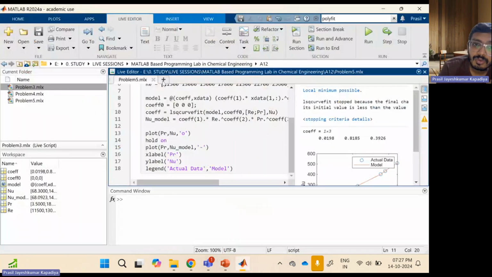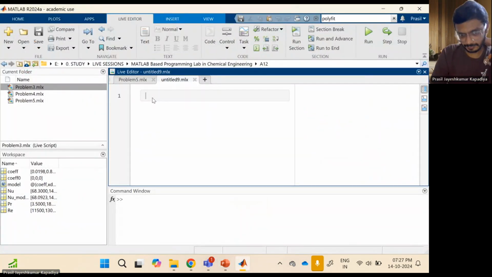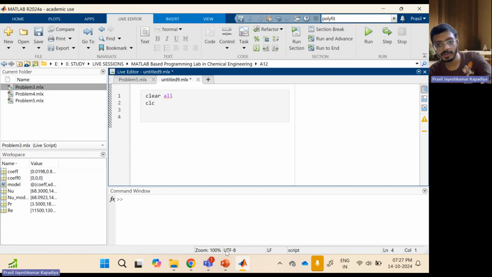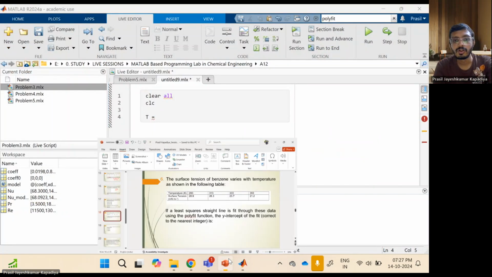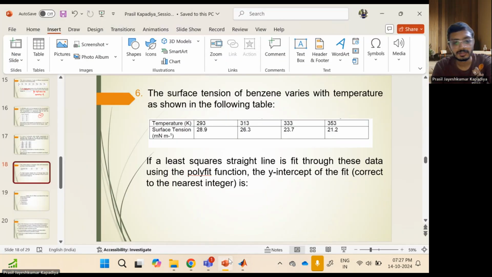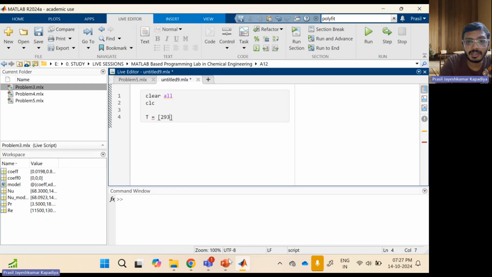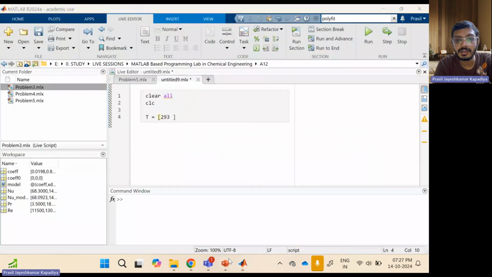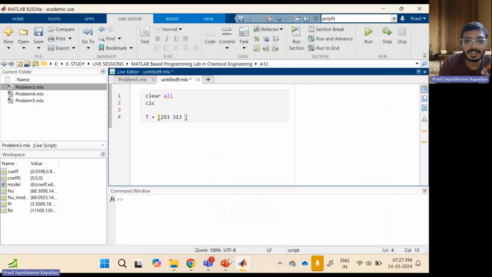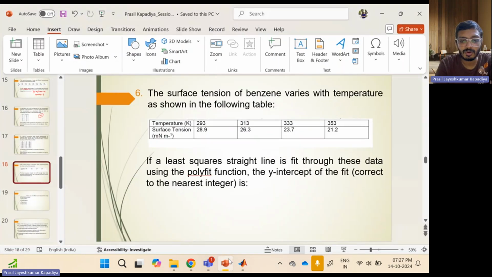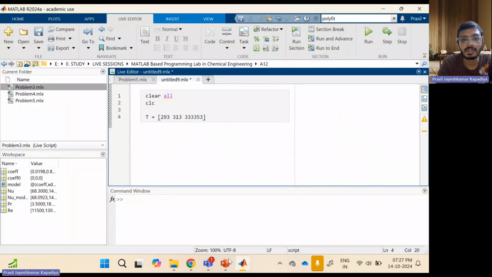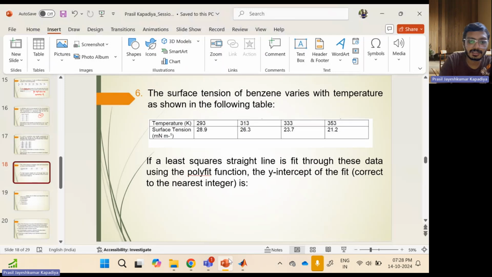Okay, so let's try to solve this problem. Clear all, clc. Okay. So we have temperature T is equal to 293, 313. Actually, it's an increment of 20, but it's fine. Let's write it down like this. It's not going to matter. 353. This is my temperature.